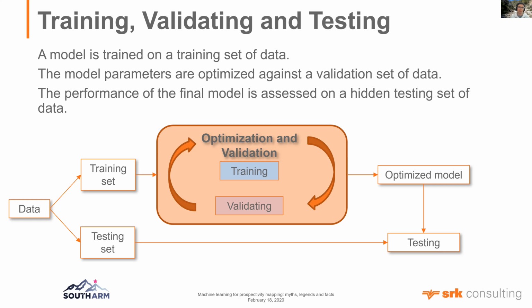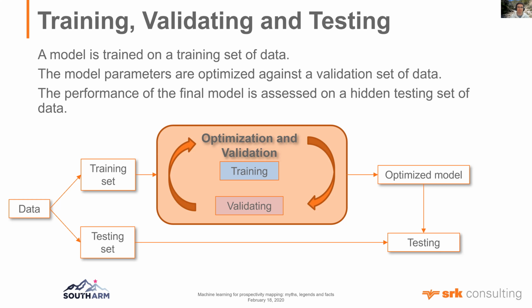Once you have this optimized model, you want to know how good it is at finding hidden data. So you take your testing deposits, which have never been shown to the algorithm before, and you see how good the algorithm is at discovering them. If it's bad, it means the algorithm won't be able to discover new deposits. If it's good, it means the algorithm will be good at predicting the location of unknown deposits.